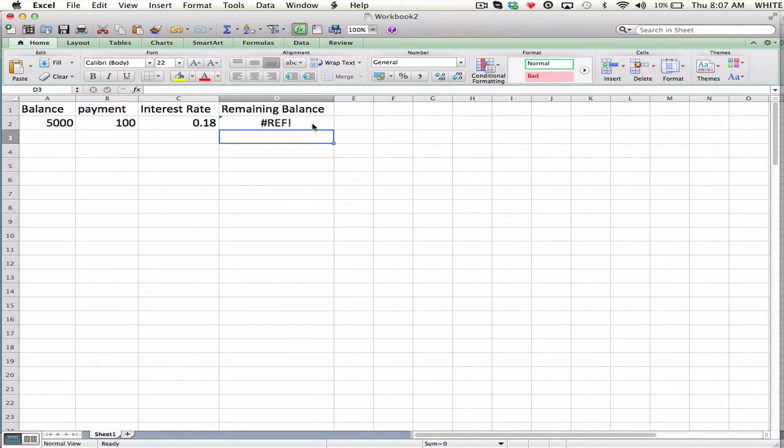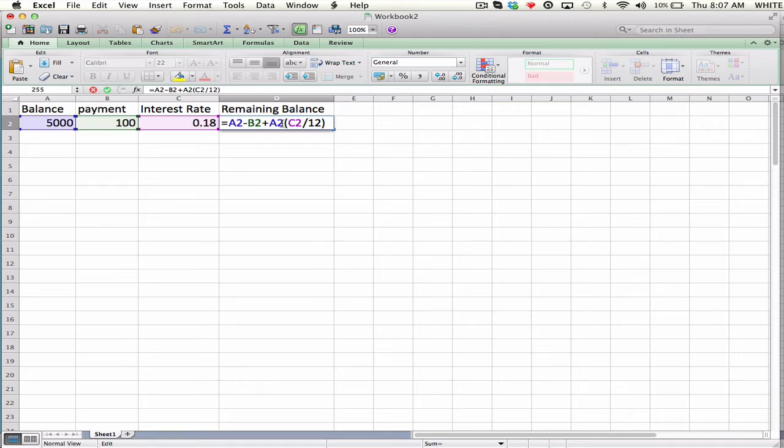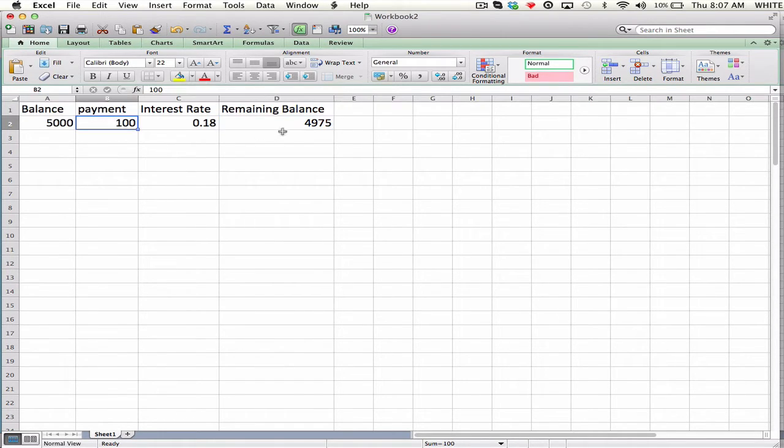You need a little multiply symbol right there between A2 and that parentheses. And we get 4,975, which means that off of a $100 payment, I've only taken $25 off the remaining balance. So now let's work on constructing this so I can just see how long it takes to actually pay it off and how much I actually paid.